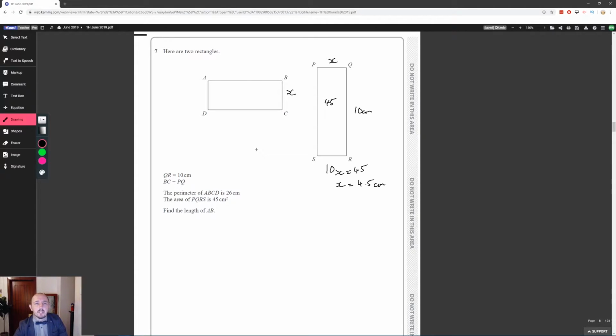centimeters. And now we know that this is 4.5, and the opposite side will be 4.5, but the total should be 26. So we've got 4.5 times 2 there, which is 9, and we can subtract that from 26 to give us 17. So each side here is 17 over 2, like that. So the length of AB is 17 over 2 centimeters, or 8.5.